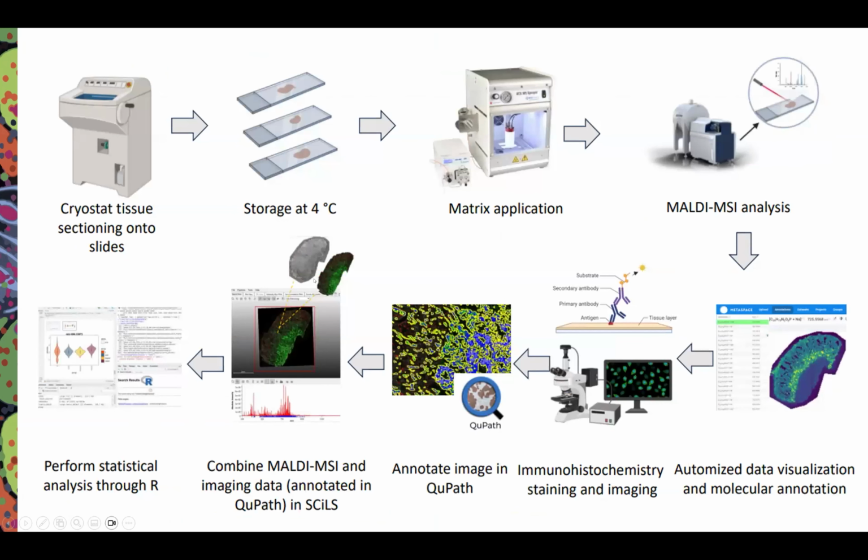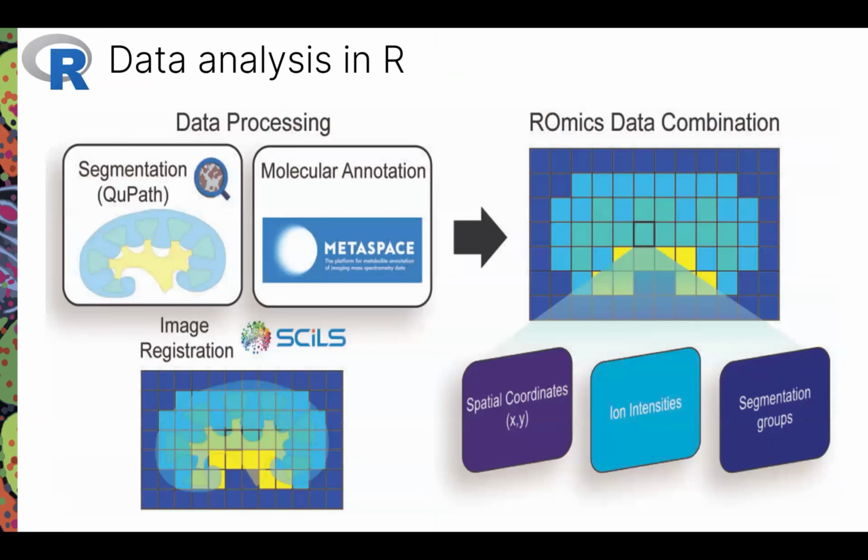So after that step is done, we then perform a statistical analysis in R to see what cells are more upregulated in specific regions of a tissue functional unit. Just to come back to a previous point and elaborate more on it, we have our segmentations in QuPath where we segmented specific areas, and we combined it with our molecular annotations made in METASPACE together in SCiLS. And so by overlaying these two pieces of data, this is what we get.